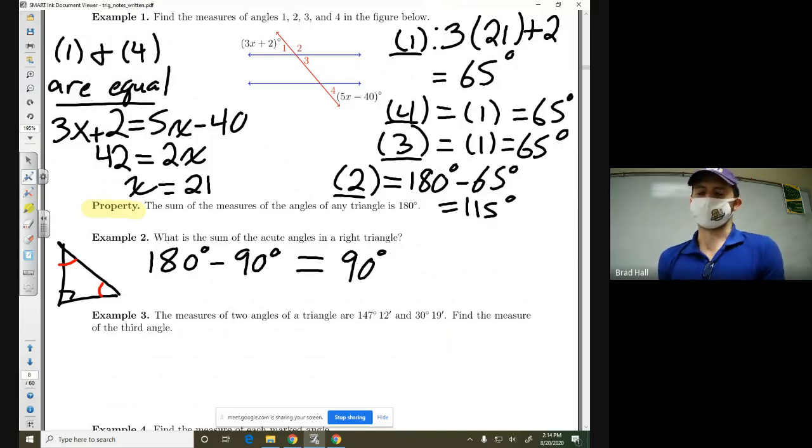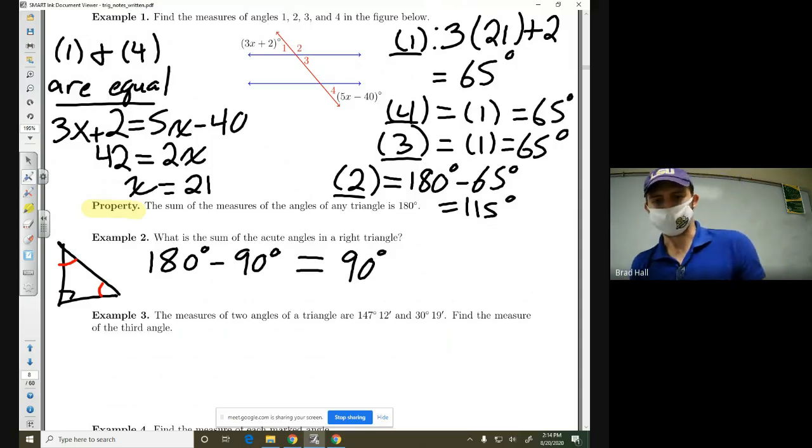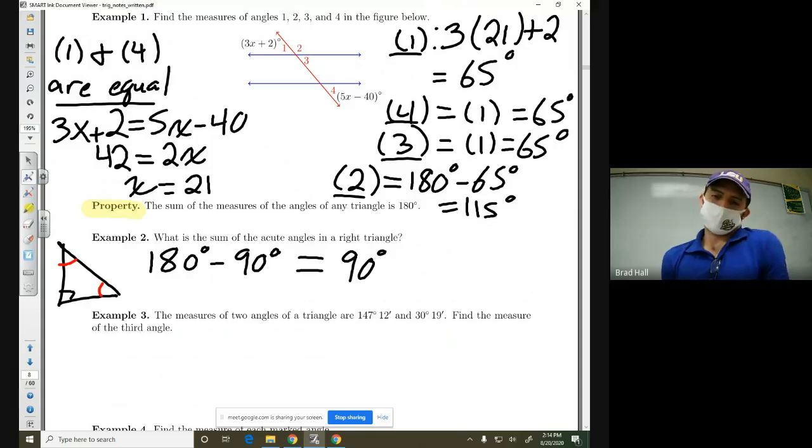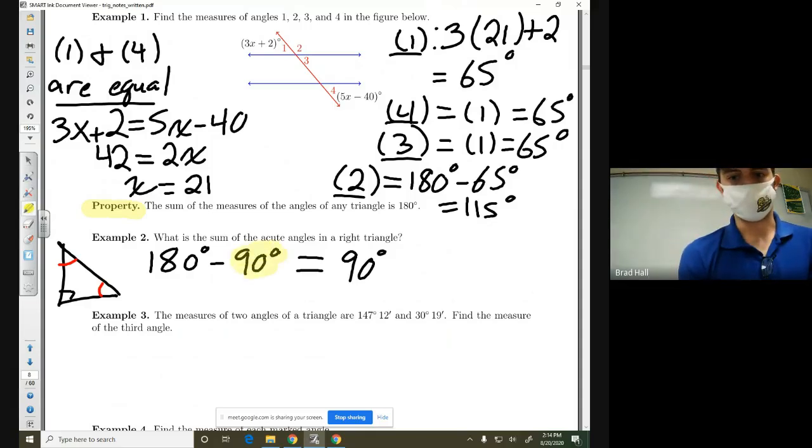We will be utilizing this later for figuring out angles of a right triangle. So this is a pretty intuitive idea, because this 90 degrees comes from the right angle, and 180 is the total. So that's the sum.